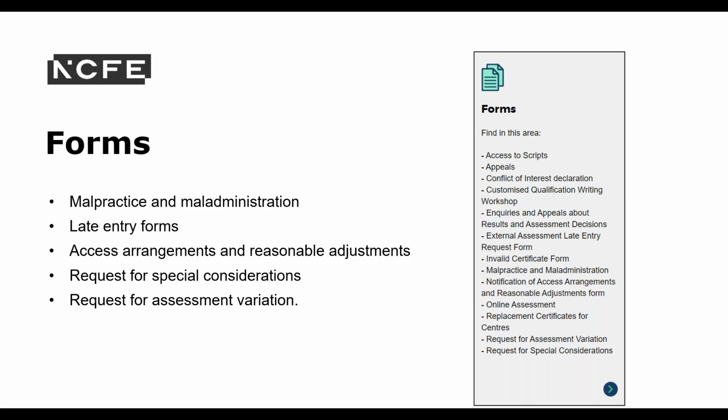The request for special consideration is after the assessment has been taken, and it is for when someone has adverse circumstances which could impact on the learner's ability to demonstrate their usual level of attainment. So for example, like illness or bereavement. And the request for the assessment variation is when you need to vary the assessment from either the published assessment date, the published assessment time beyond the permitted 30 minutes, or to change or extend the assessment site from your current approved location.